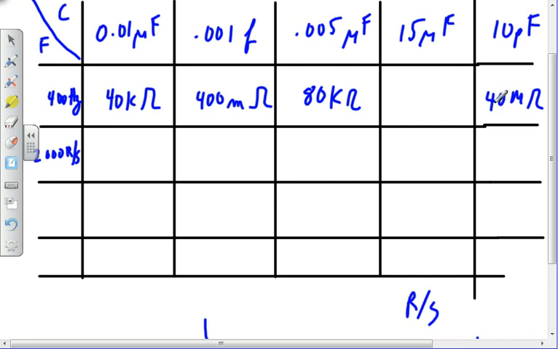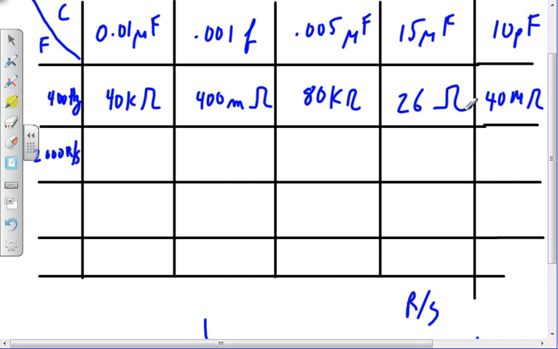1 divided by parentheses 2 times pi times 400 times 15 E minus 6 close parentheses. We'll call it 26. 27? No, we'll call it 26. 26 kilo? No, just 26 ohms.